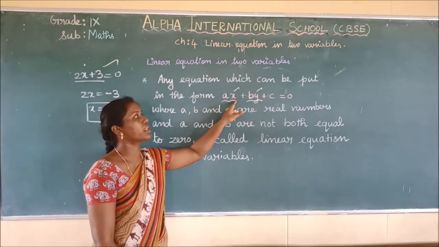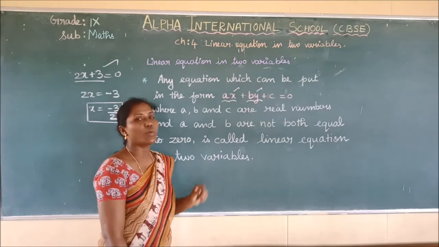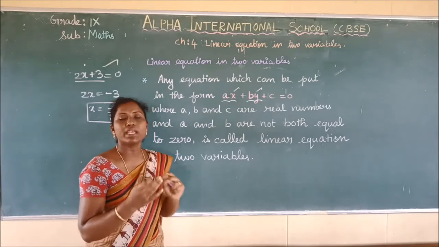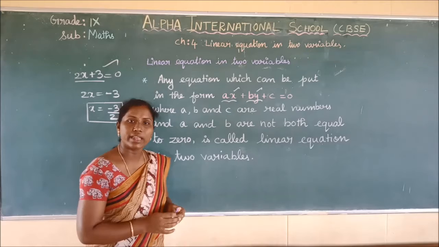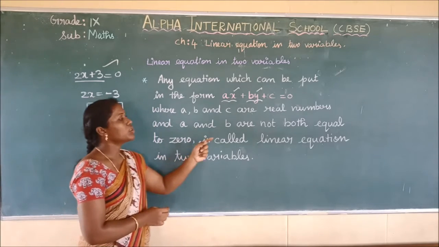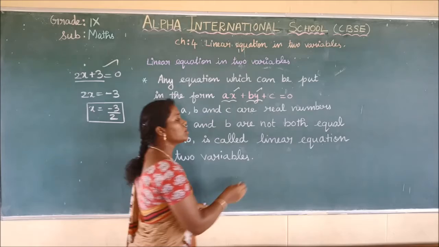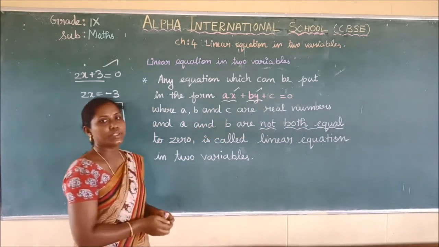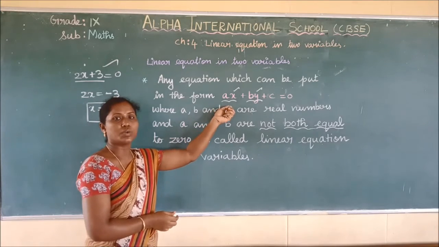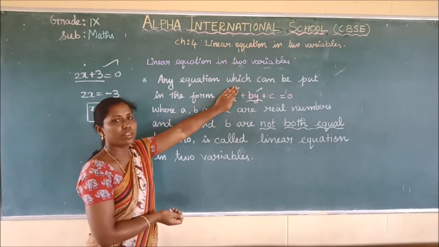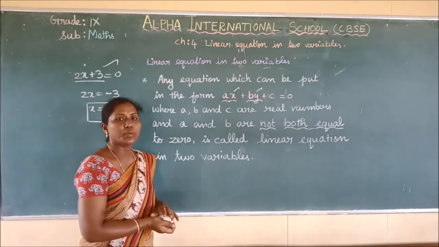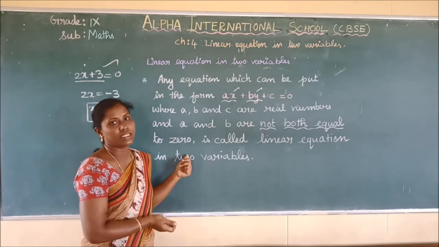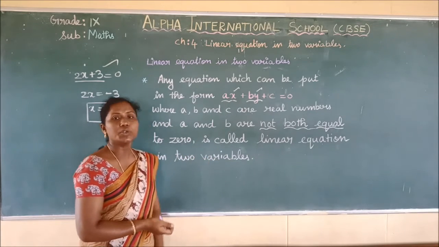For the variable x, the power is 1. For the variable y, the power is 1. In ax plus by plus c, a, b, c may be any real numbers. And the main thing, a and b are both not equal to 0. Why? If a becomes 0, the term in x becomes 0, then only one variable remains. So, the important thing is in linear equation in two variables, a and b both are not equal to 0.